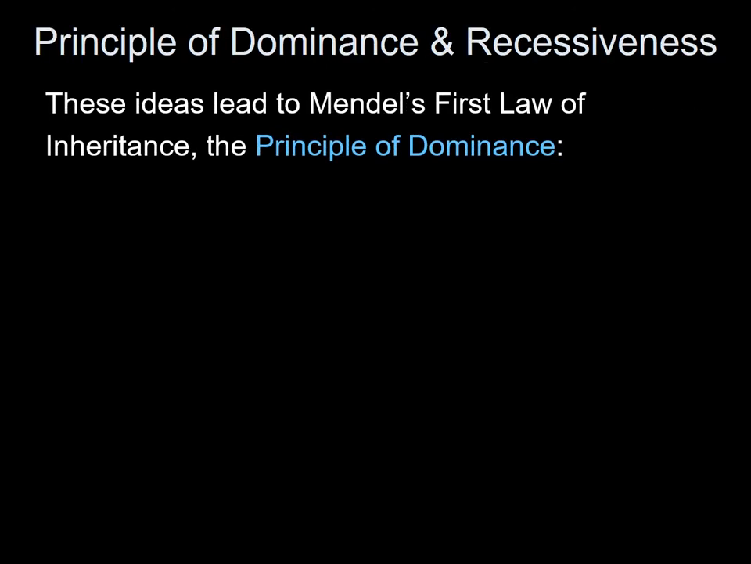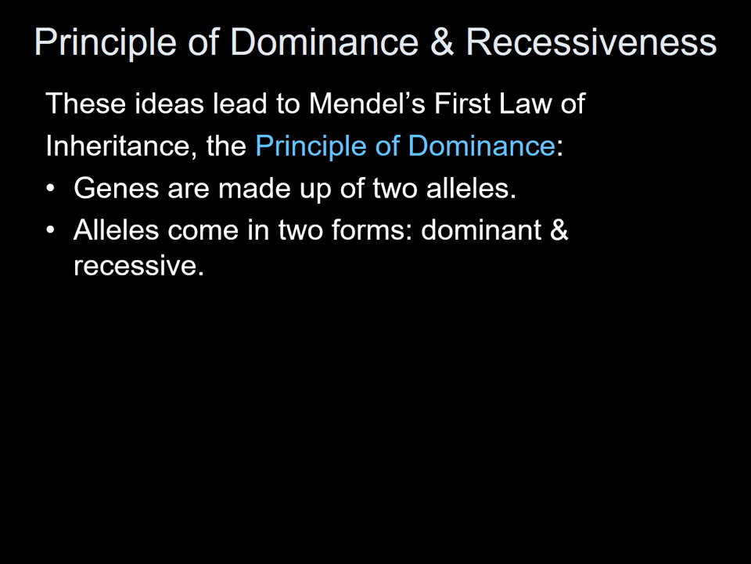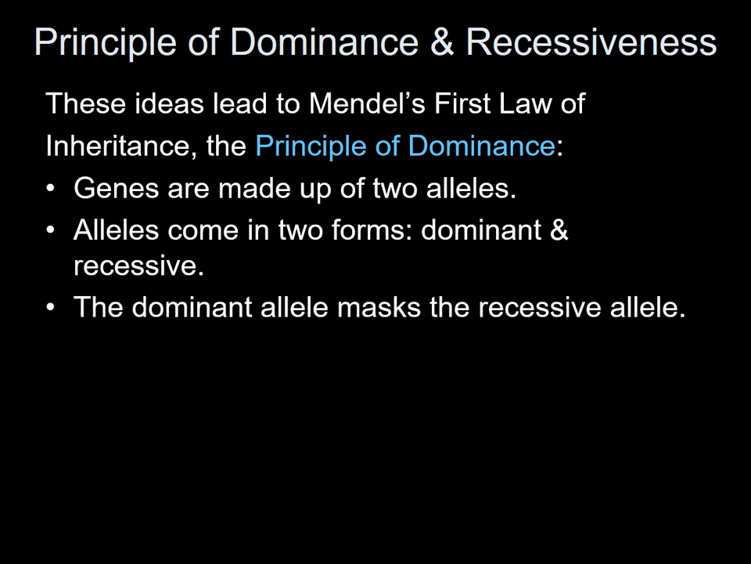Now, these ideas led to Mendel's first law of inheritance, which he called the principle of dominance. It says, number one, genes are made up of two alleles. Alleles come in two forms, dominant and recessive, and the dominant allele masks the recessive allele.